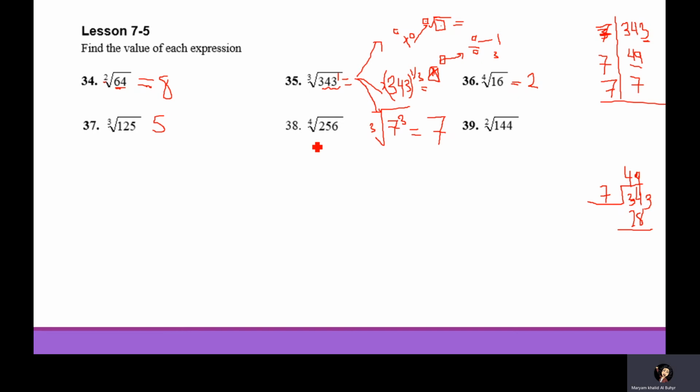Now, what about if you have the 4th root of 256? I'm not going to do the same way that I did here. You have to try them. So that is to the power 4. Now that's easy. What is the number once you multiply it by itself 4 times? It's 4. So I'm done like that. So this is the idea.